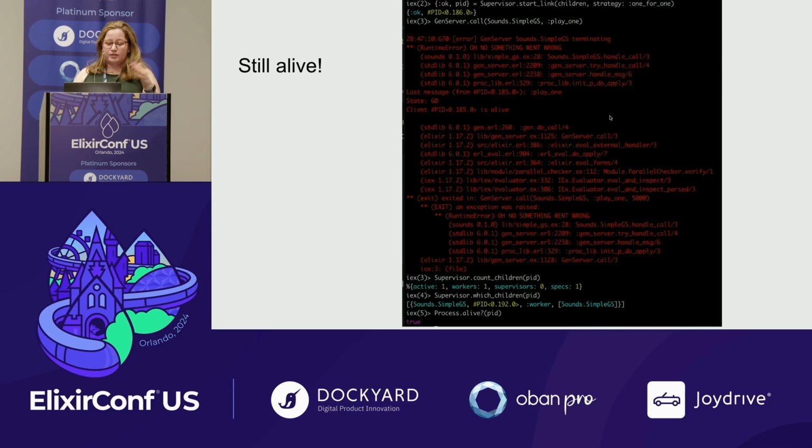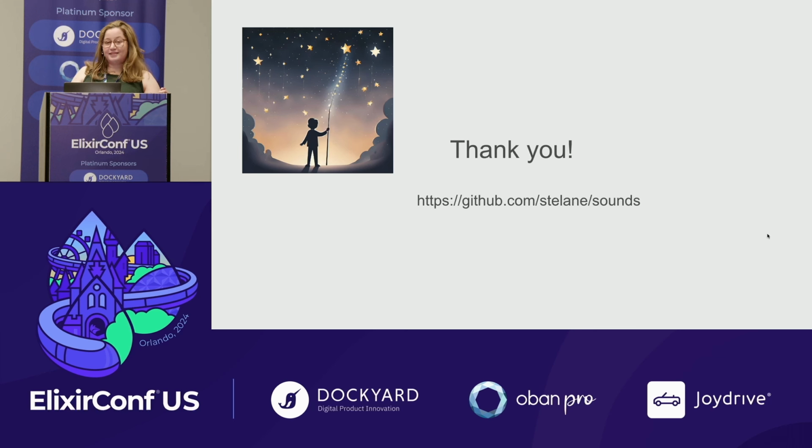So we can see that here. We start the link with a PID of 0.186.0. We call our function that has the problem. We get a runtime error. But then right afterwards, we can count the children. There's still one alive. We check which children. We see that the PID of the child has changed because it was originally 0.185. Now it's 0.192. And then if we call Process.alive? on that PID of the supervisor, it's still alive. So it does what it says it should do, which is great. That's it. Thank you. My examples are here.